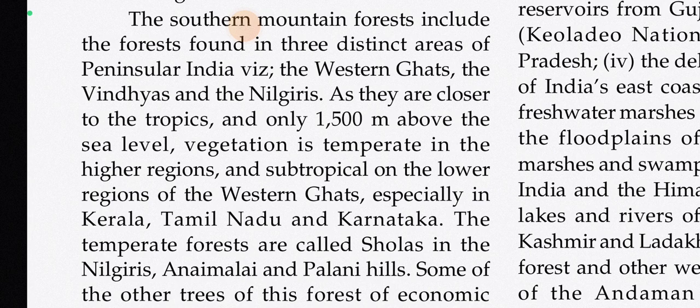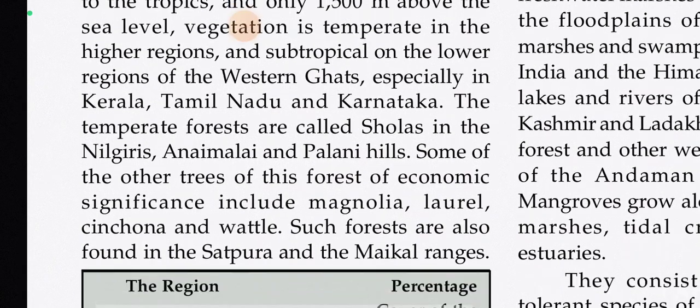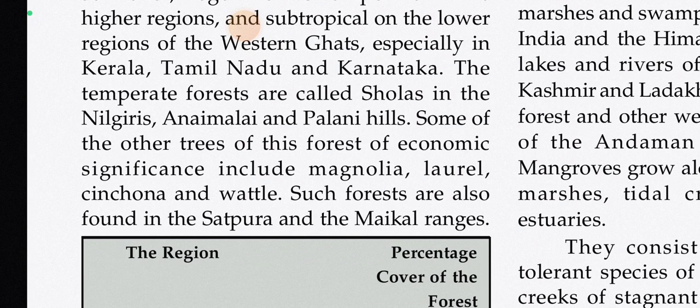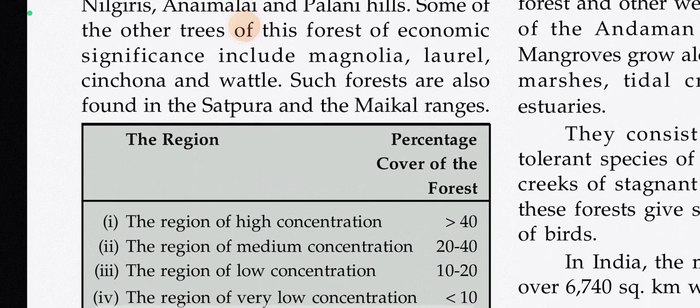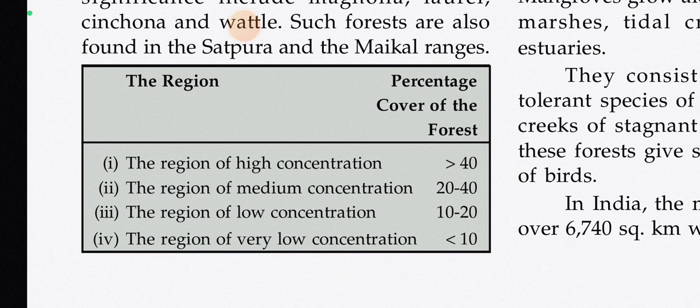is temperate in the higher regions and subtropical on the lower regions of the Western Ghats, especially in Kerala, Tamil Nadu, and Karnataka. The temperate forests are called sholas in the Nilgiris, Anaimalai, and Palani hills. Okay, remember this. The temperate forests are called sholas in the Nilgiris, Anaimalai, and Palani hills. Some of the other trees of this forest of economic significance include magnolia, laurel, cinchona, and wattle. Such forests are also found in the Satpura and the Maikal ranges.